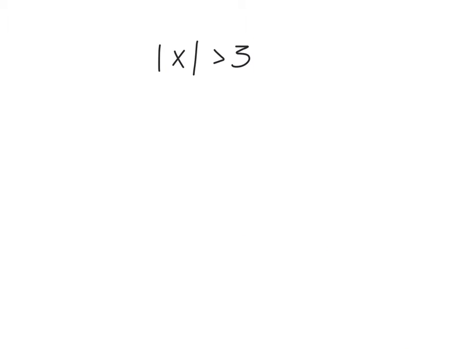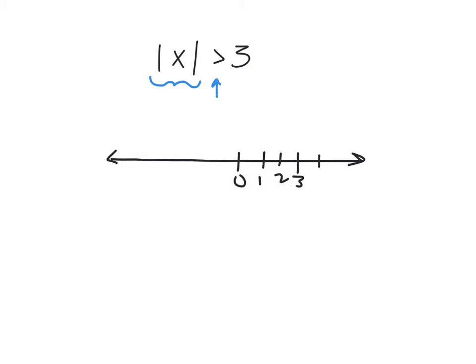So I'm going to go back to a simple version of an absolute value inequality. This time, there's a greater than sign. And remember, what we're saying here is that we're talking about the distance from 0. So we're talking about numbers whose distance from 0 is greater than 3. If you look at a number line, 0, 1, 2, 3, 4, 5, so on, so on, so on.